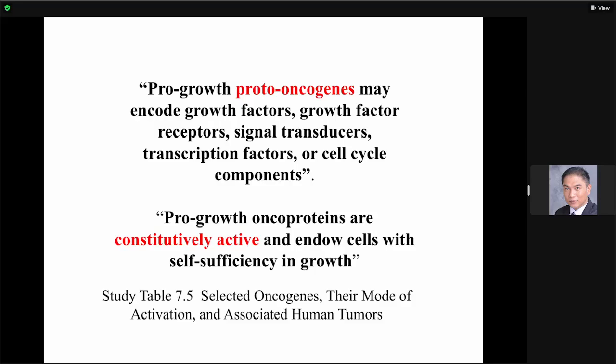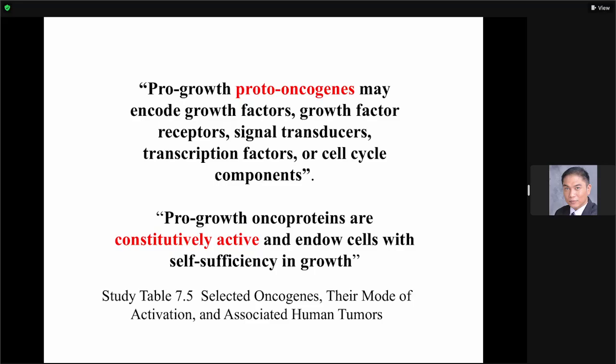Pro-growth proto-oncogenes may encode growth factor receptor, signal transducer, transcription factors, or cell cycle components. So kung makikita nyo, matitrace nyo dyan, ititrace nyo yung flow ng information from outside the cell. The information, the message is for the cell to grow, to proliferate. So lahat madadaanan yan. Growth factor, the receptor for the growth factor, signal transducer, transcription factors, cell cycle components.